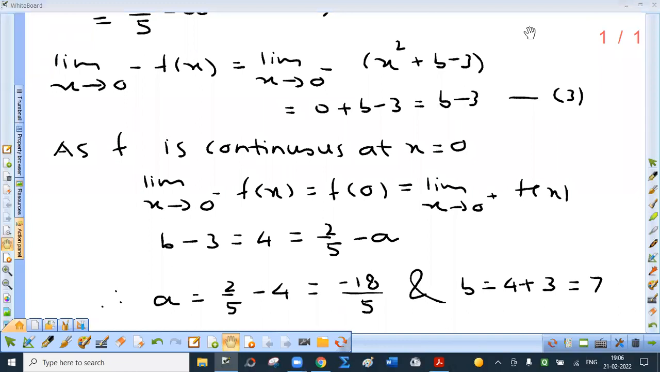Limit x tends to 0 minus f x is limit x tends to 0 minus x square plus b minus 3. Take limit in the first step. So that gives me value of the limit as b minus 3, left hand limit. Function is continuous at x equal to 0. So limit x tends to 0 minus f x is f of 0 is limit x tends to 0 plus f x. So b minus 3 equal to 4 equal to 2 upon 5 minus a. That gives me a as minus 18 upon 5. And what is b? 7.